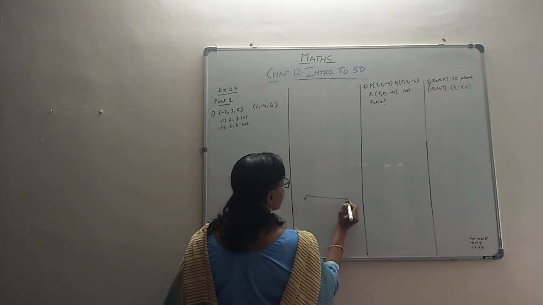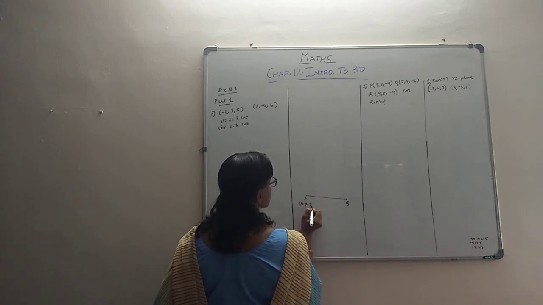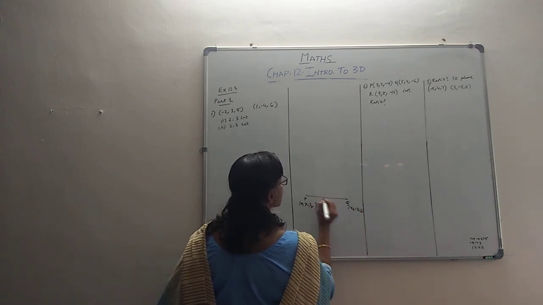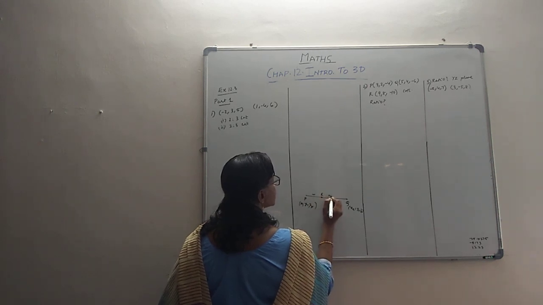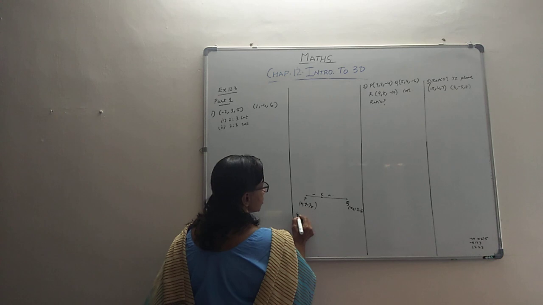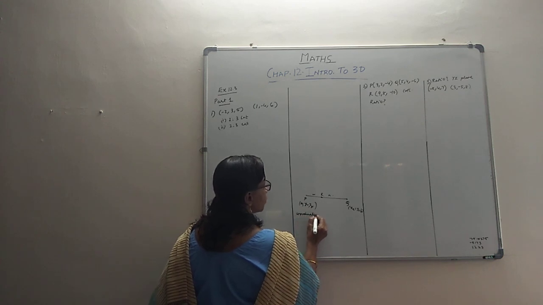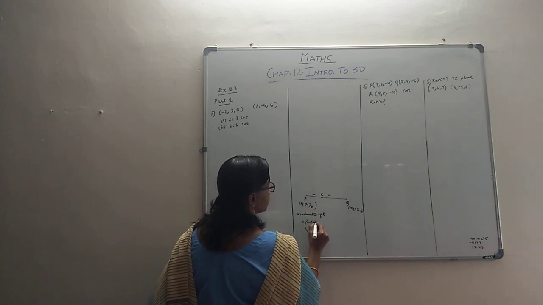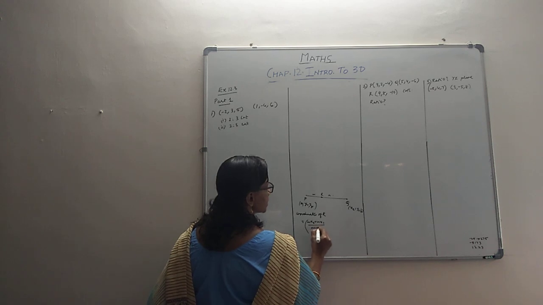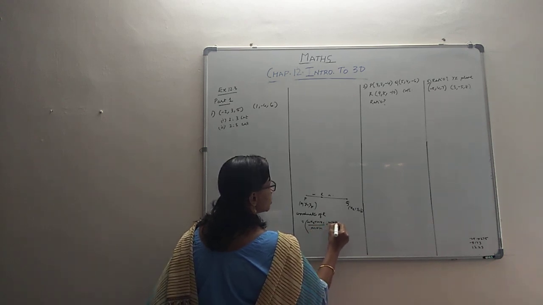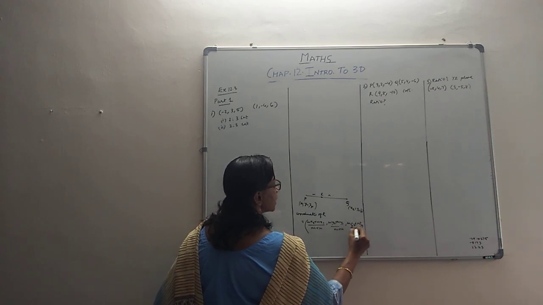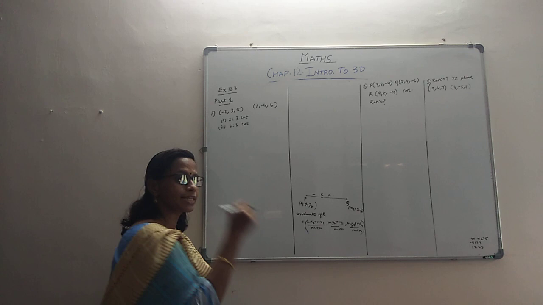If you have a point P with coordinates x1, y1, z1 and a point Q with coordinates x2, y2, z2, and there is a point R which divides this segment in the ratio m to n, then you can find the coordinates of R by the formula: m x2 plus n x1 by m plus n, m y2 plus n y1 by m plus n, and m z2 plus n z1 by m plus n. This is in case of internal division because R is inside P and Q.